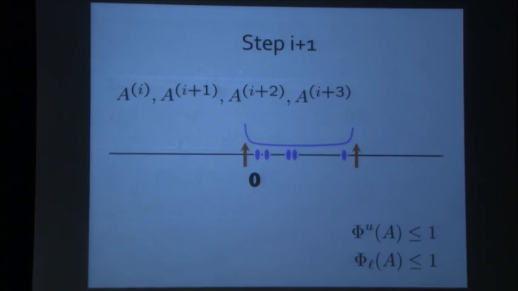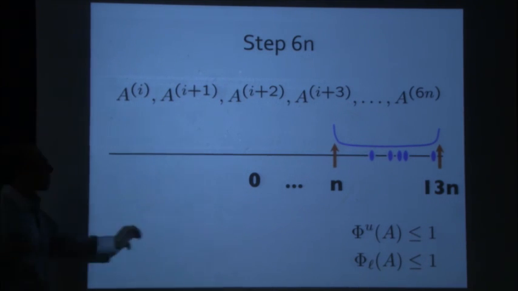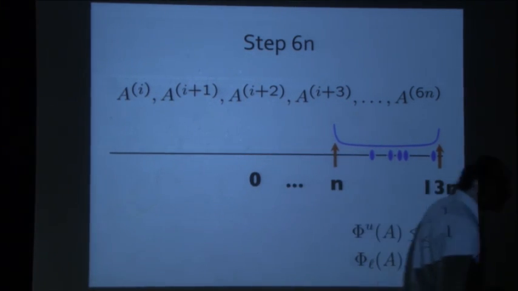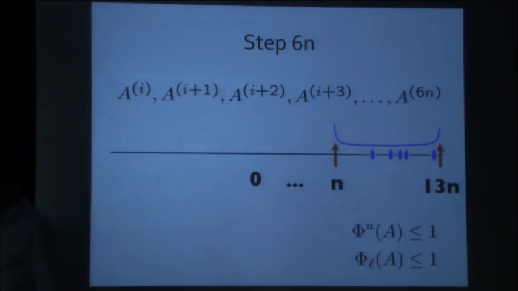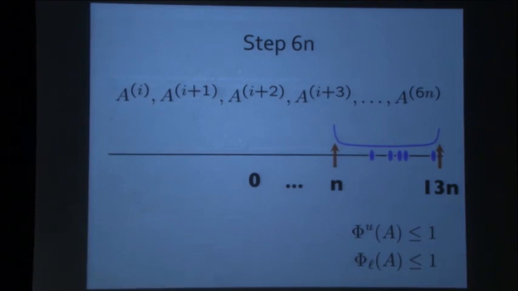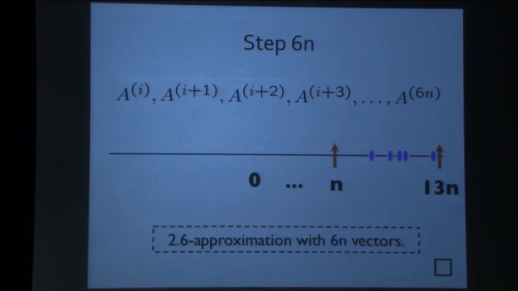Okay. So here's what happens. Then we just keep pushing forwards. And after, say, 6n steps, not only are all the eigenvalues between n and 13n, after adding 6n vectors, but they all satisfy these barrier potential functions being less than 1. Okay. So that is the main overview of the argument.